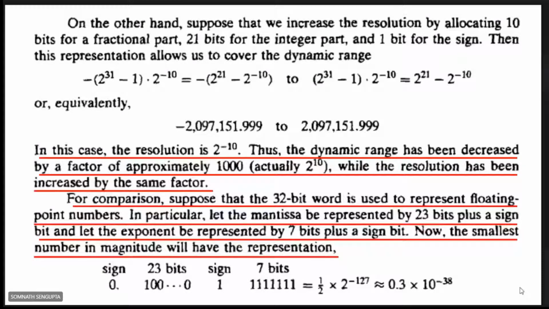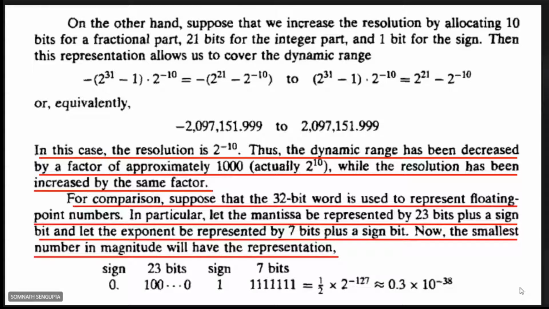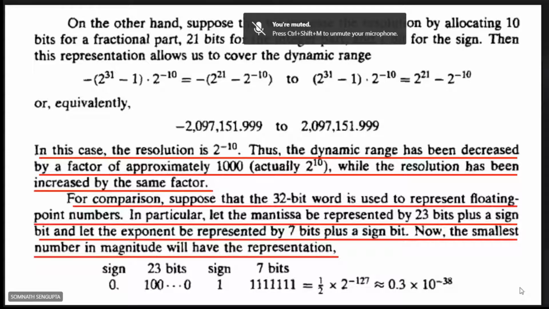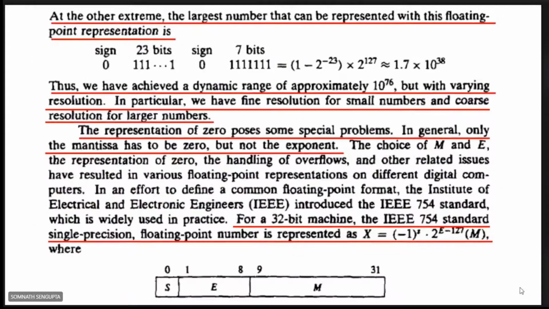In binary you see how much value it is: 10 to the power minus 38 in decimal. So this is the lowest number. 0.5 is the mantissa, and the exponent is this one, 2 to the power minus 127.